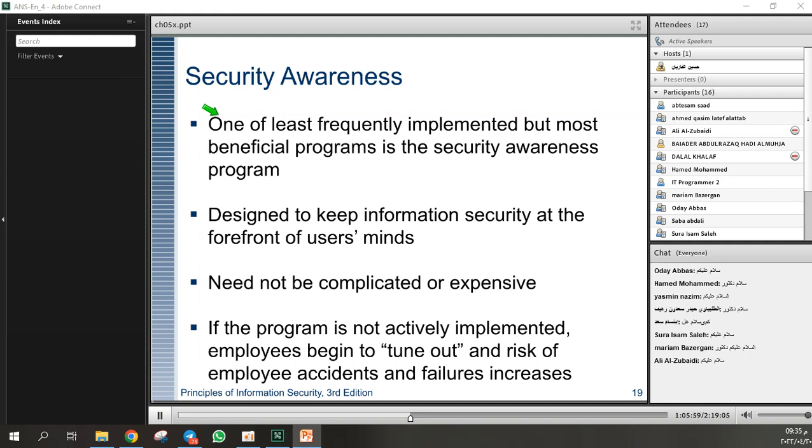You know, the awareness program, the security awareness program, is not something complicated. It's not something expensive, but it's very important. We can use easy tools, easy ways.